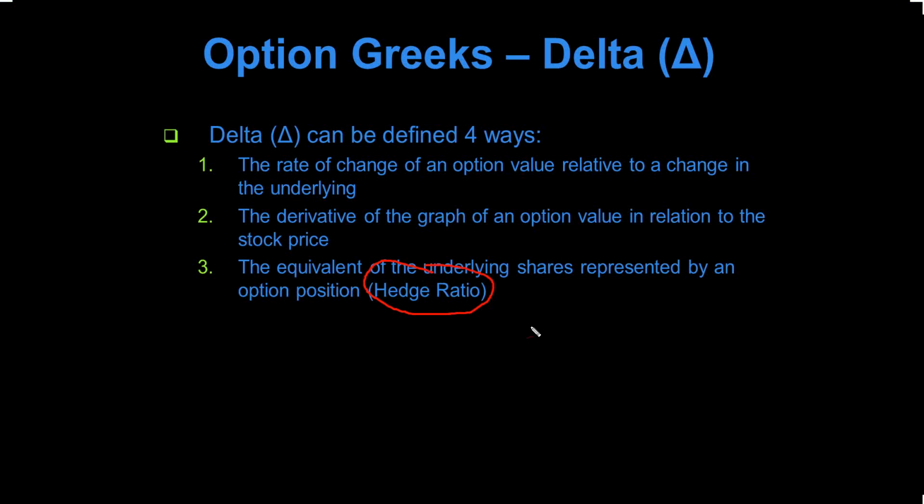And as you start looking at positions, hedge ratio plays a pretty important factor. We'll just touch on a couple of simple examples for now, just to show you what I mean. And then the final definition of delta is the estimate of the likelihood of an option expiring in the money.